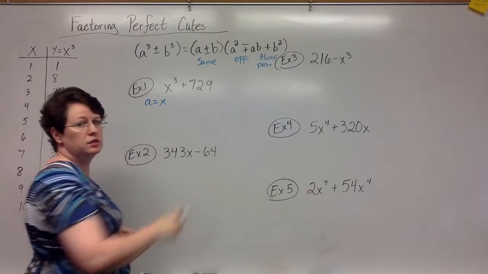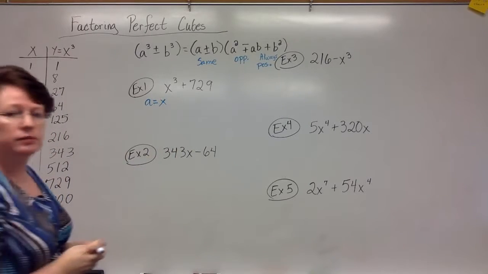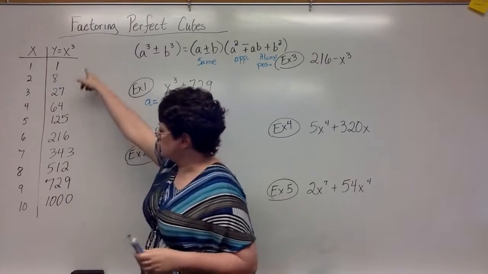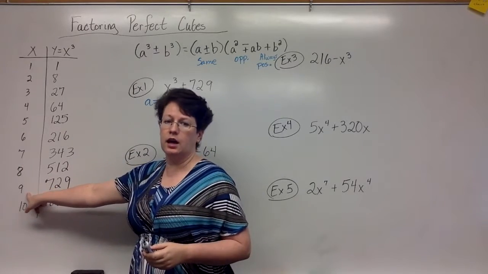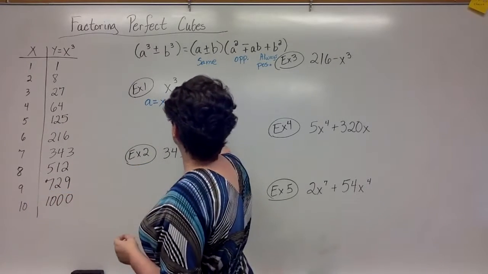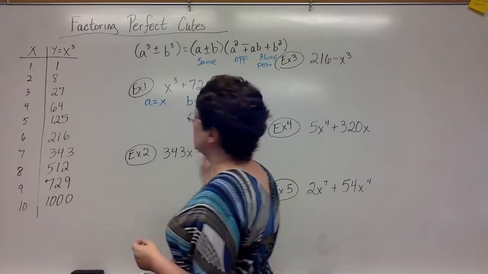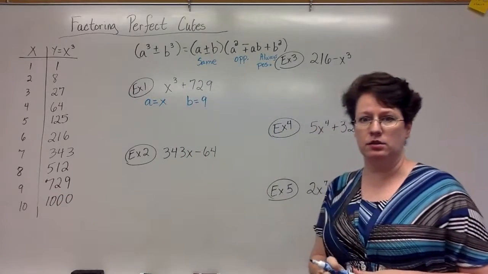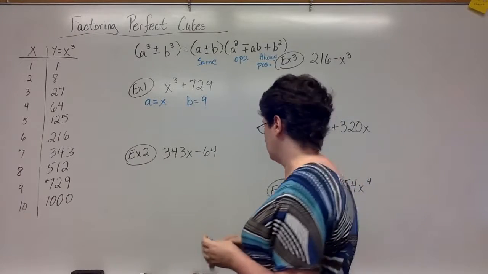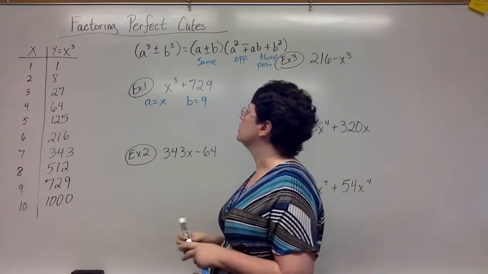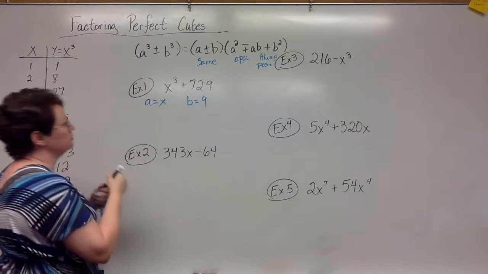But what cubed gives me 729? This is where I go through my list. 729 is 9 cubed. So my B is 9. 9 is what I'm plugging into the equation, not 729. That would be hilarious. All right, so we're going to plug it in.